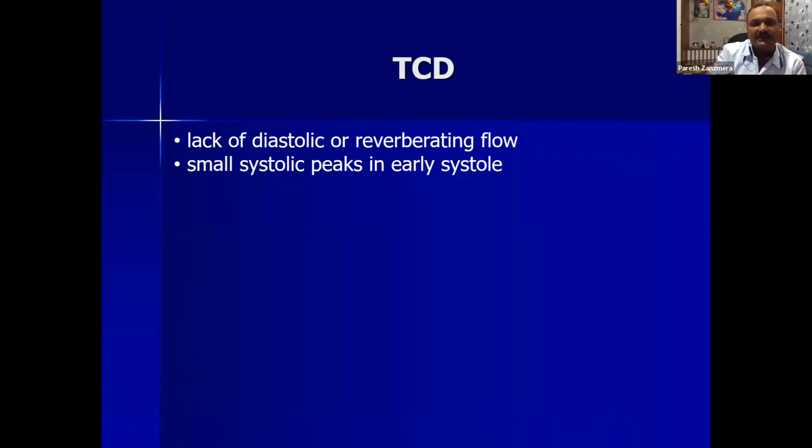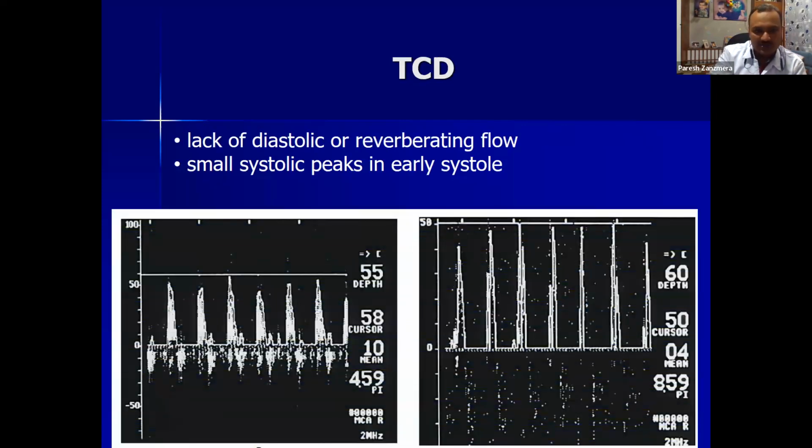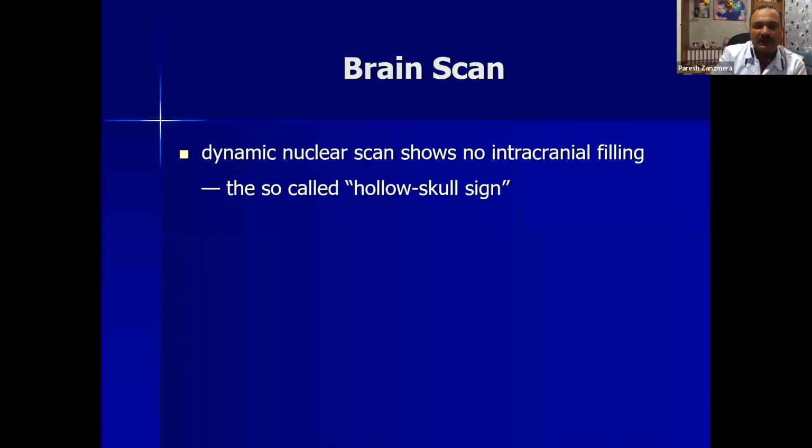Right. Now, next is TCD. There should not be any diastolic or reverberating flow, and only small systolic peaks in early systole. So this is the systole and this is diastole, and this is systole. You can see there is nothing in the diastole, right? So there should not be any blood flow in the diastolic or reverberating.